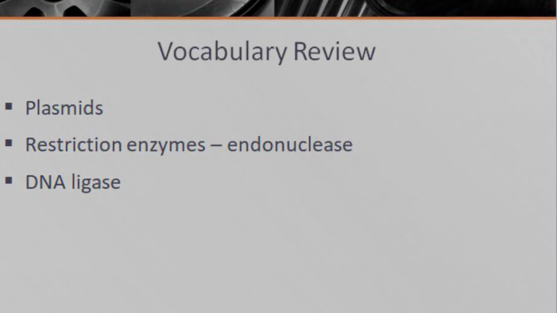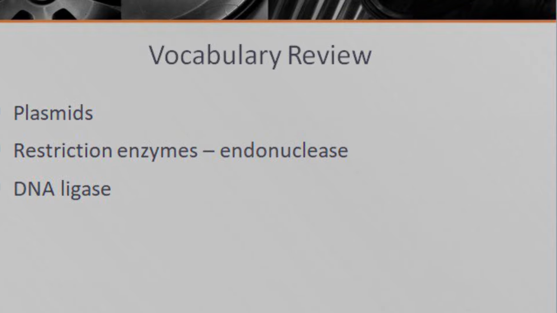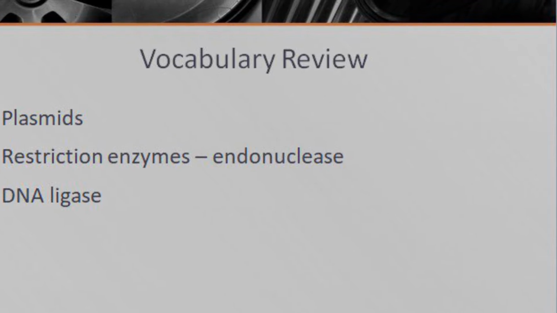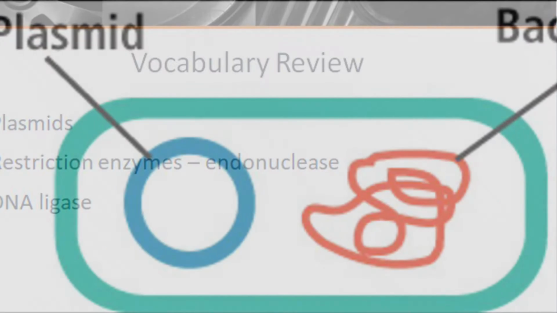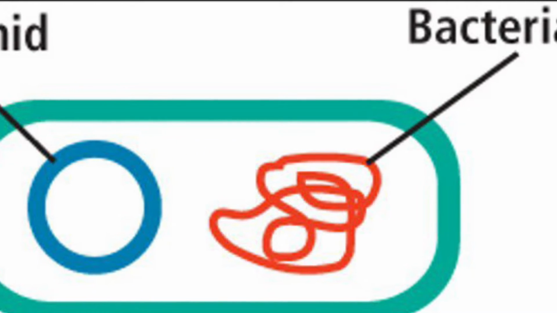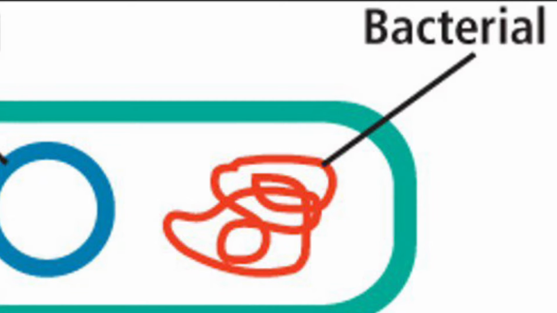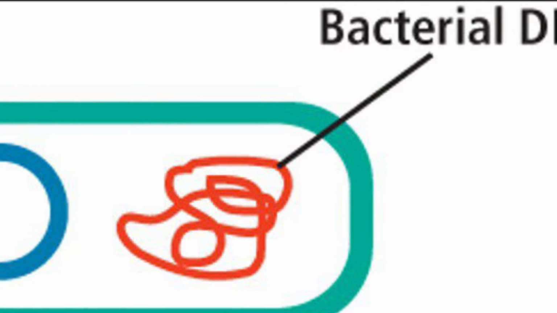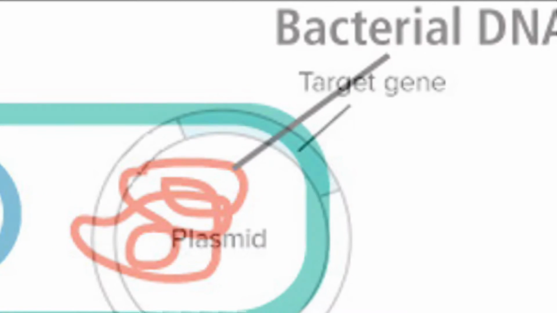Before we start, we'll have to review some vocabulary words. The first one is plasmids. Plasmids are small circular double-stranded DNA molecules that occur naturally in bacteria and yeast cells. They can be used as vectors or carriers because they can be cut with restriction enzymes.